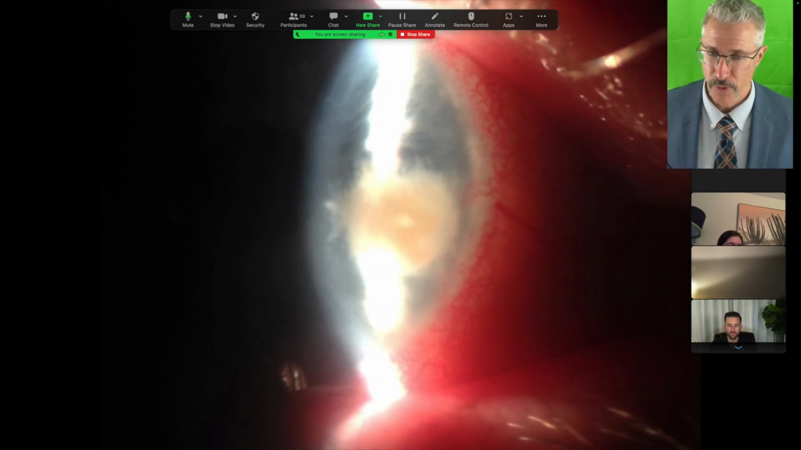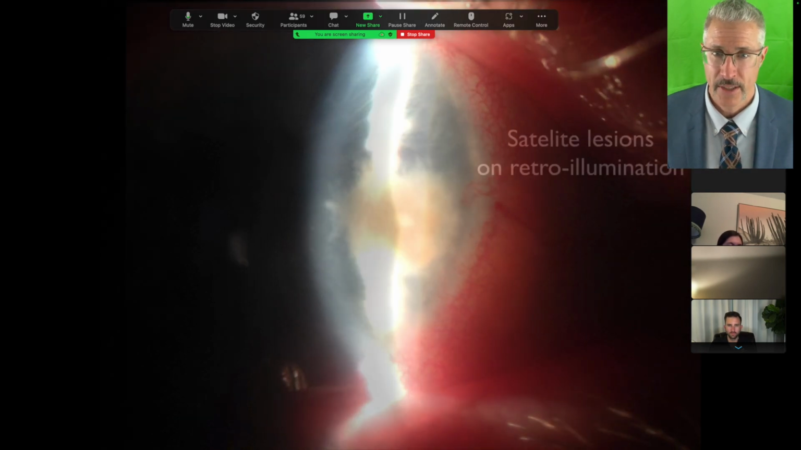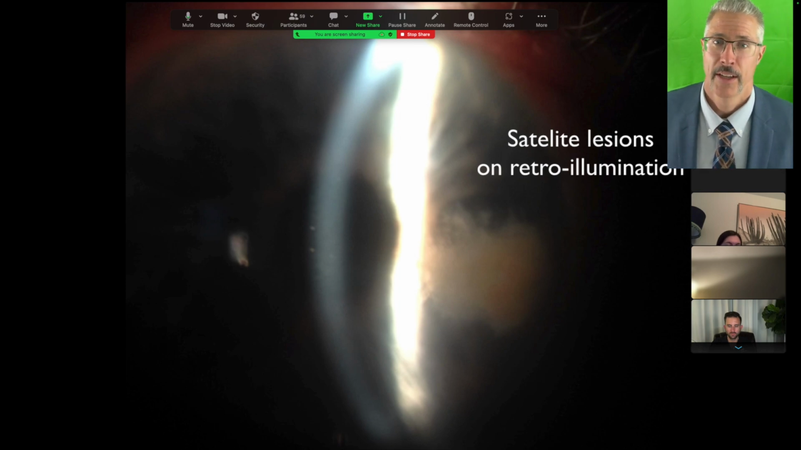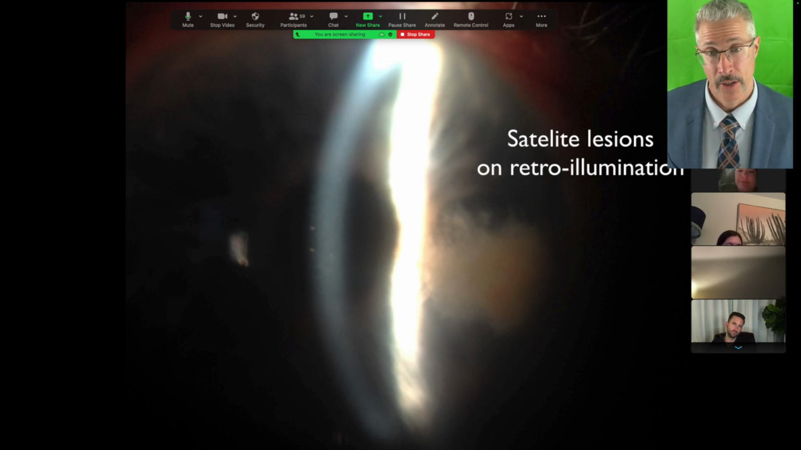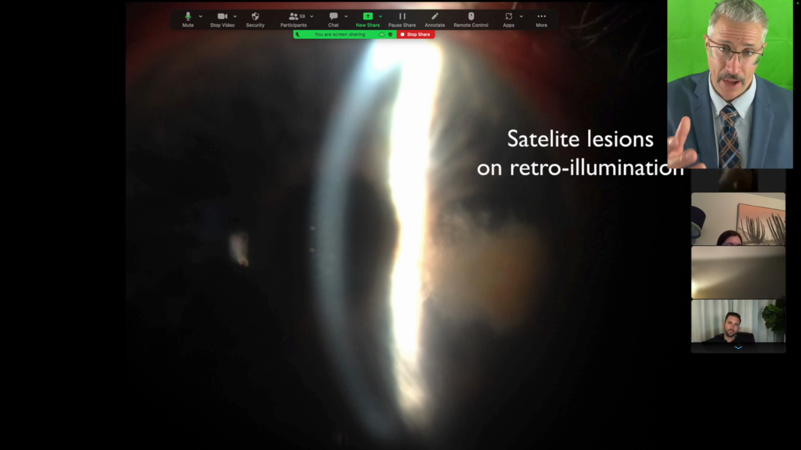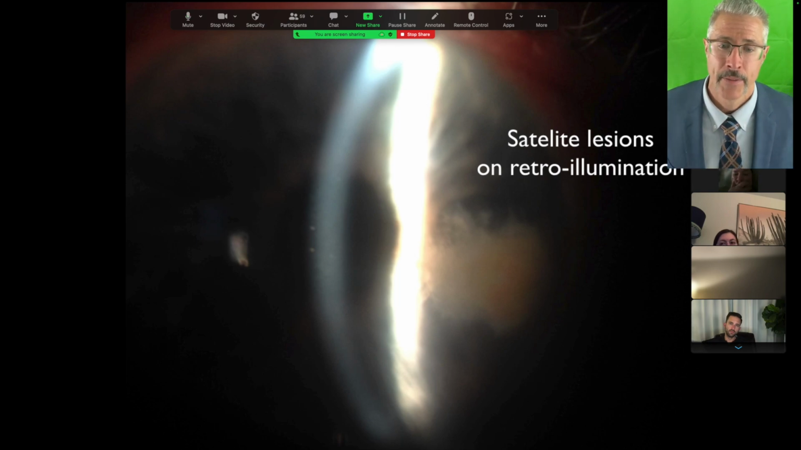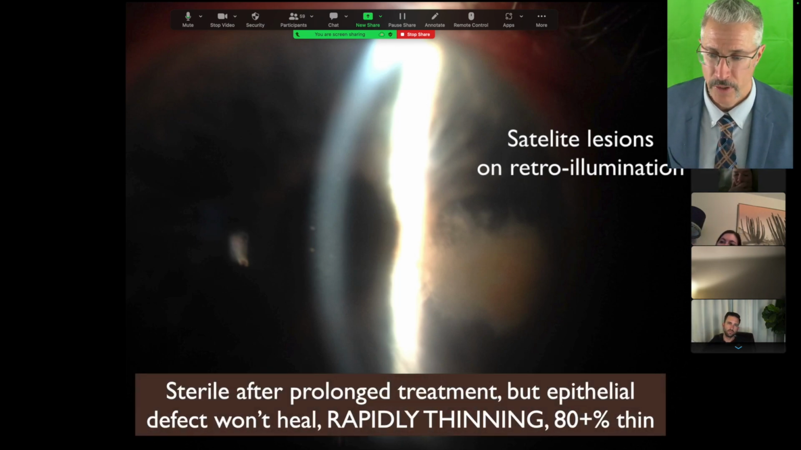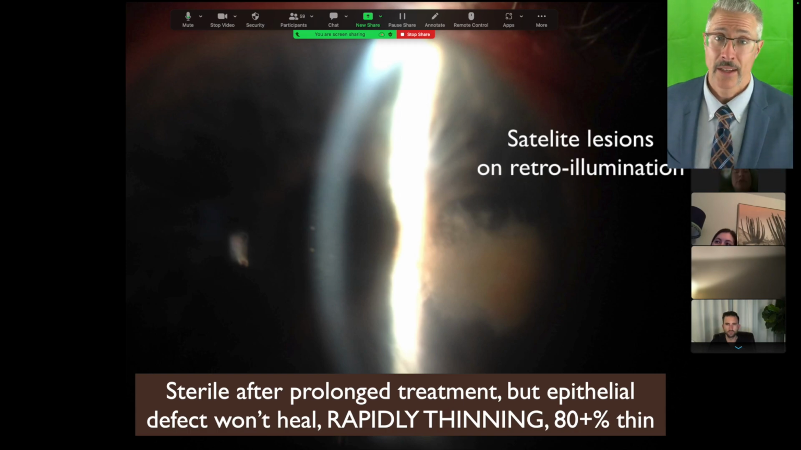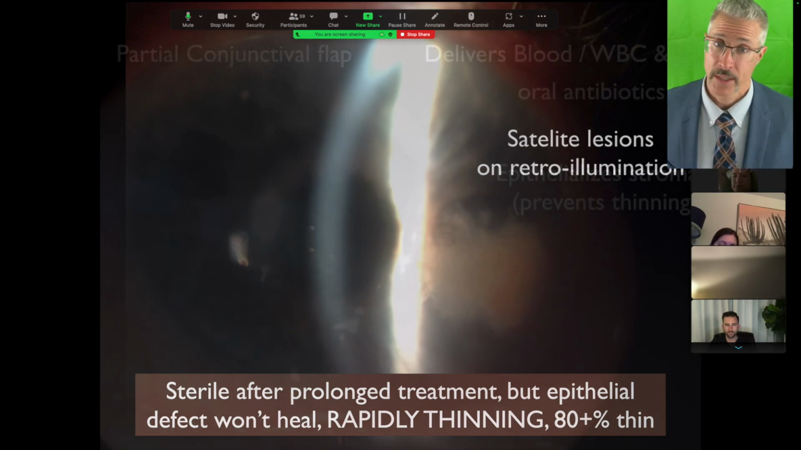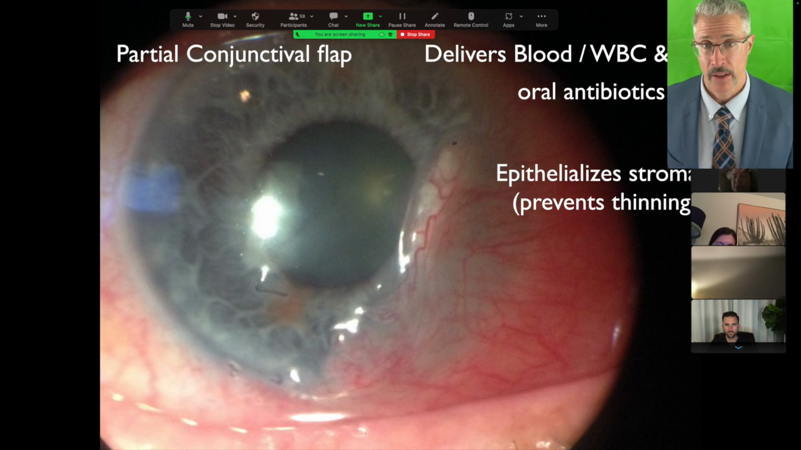You can see this iPhone photo. There's little feathery margins. We have really good pictures in our infectious lecture if we ever give that to you guys. A little bit of satellite. You can see all the stuff on retro illumination and para illumination because it bounces off the back and lights up the back. Yeah, those little feathery guys there. But it starts suddenly, rapidly thinning. I mean, he was stable, but he goes to 80% thin all of a sudden.